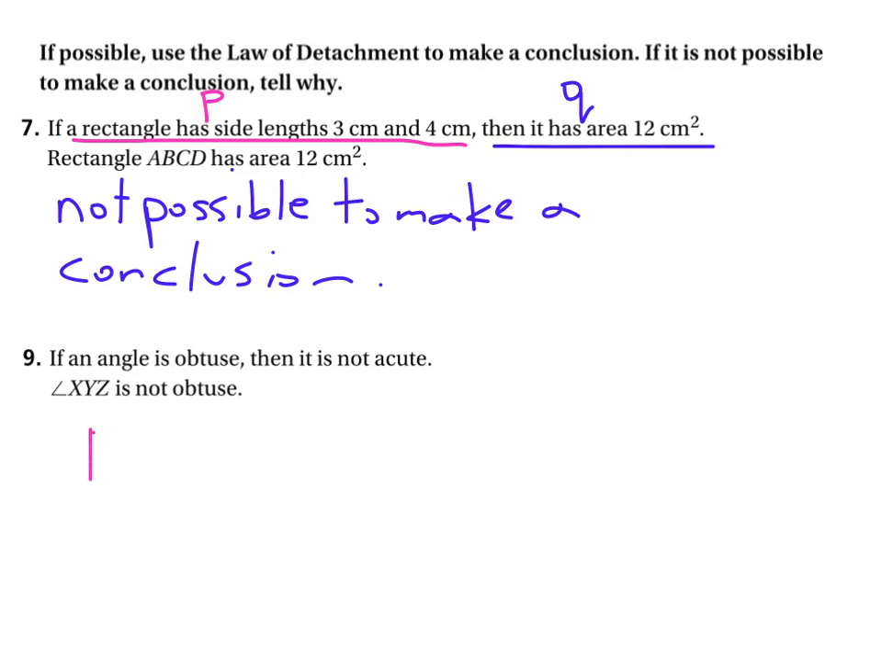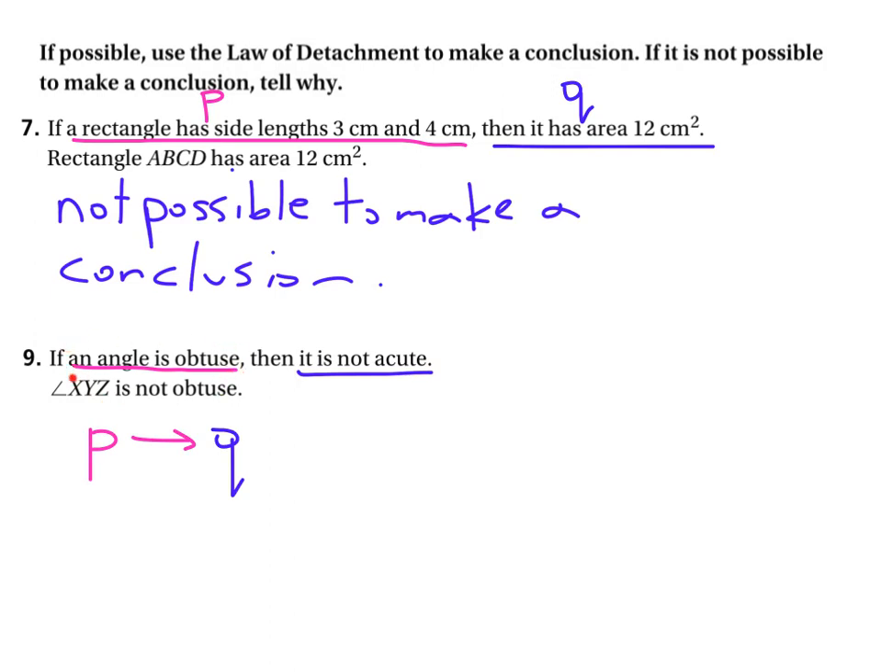We have P implies Q. And we need P must be true. So let's see, where's P? An angle is obtuse. Okay, that's the hypothesis. What's the conclusion? It is not acute. Okay, now, if an angle is obtuse, then it is not acute. We only know about situations where the angle is obtuse. They tell us that it is not obtuse.